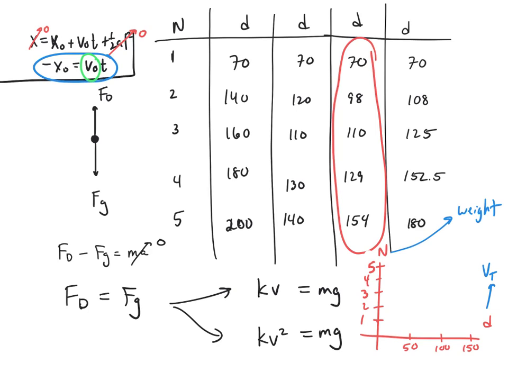So in this problem, if we plot it, let's take a look what we get. One coffee filter is around 70. We said we're starting. So there goes that. 2 coffee filters is 98. 3 coffee filters is 110.